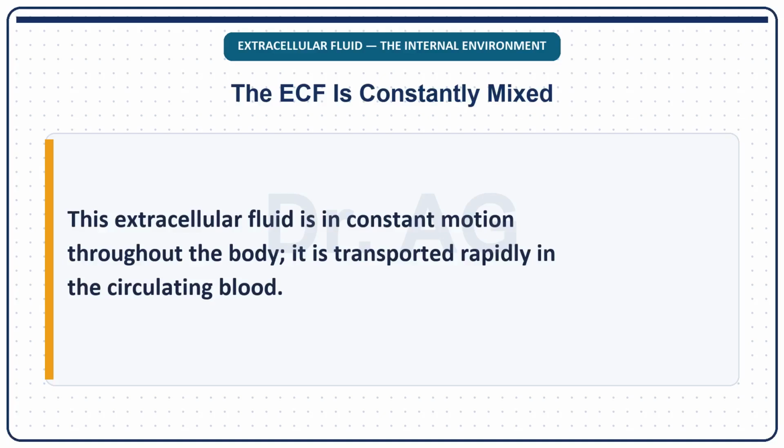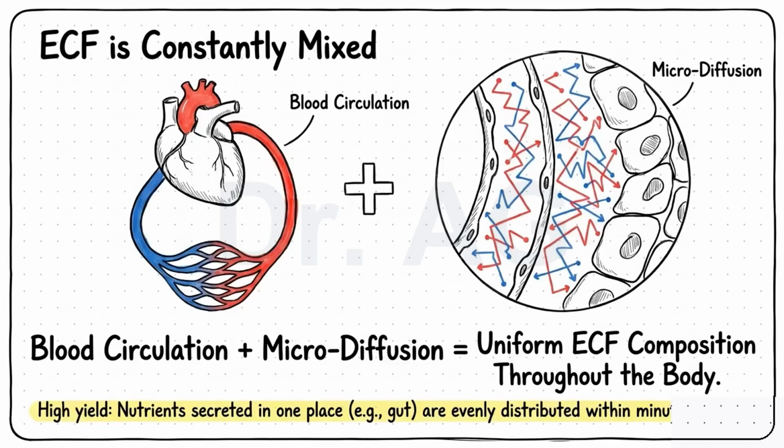This extracellular fluid is in constant motion throughout the body. It is transported rapidly in the circulating blood. How does the extracellular fluid stay the same everywhere? Two forces. The blood circulation carries it rapidly around the body, and diffusion mixes it locally. So nutrients released in one place spread evenly, within minutes.